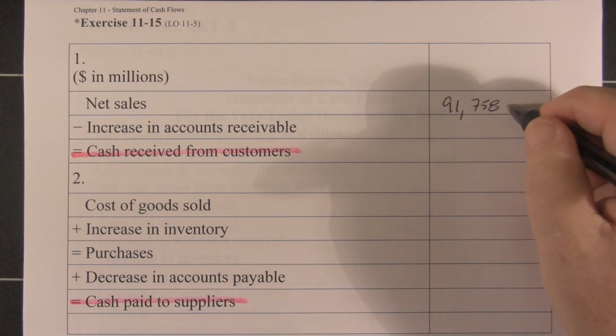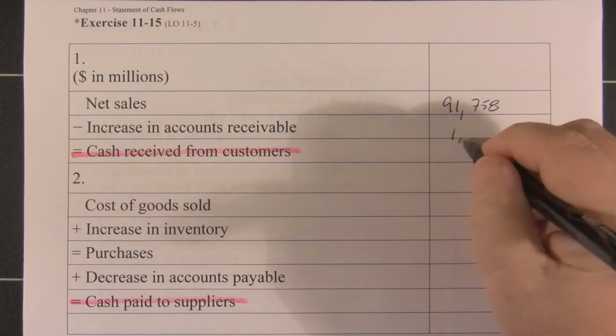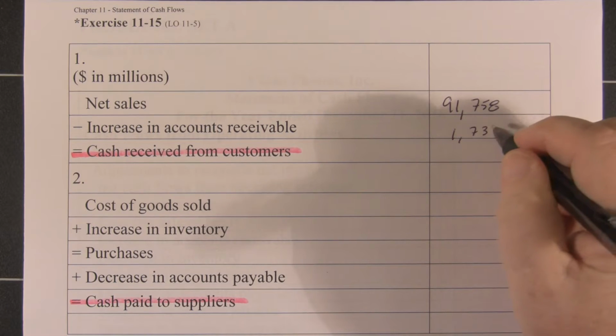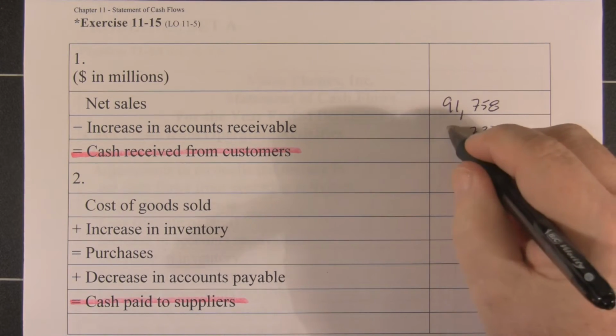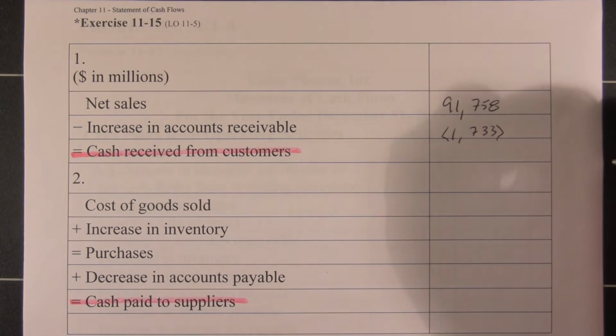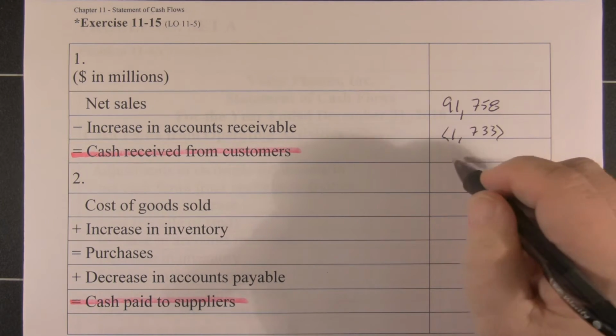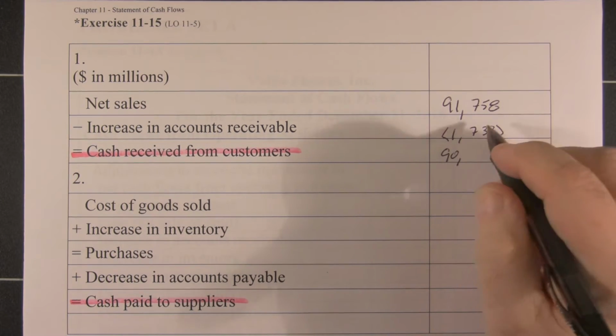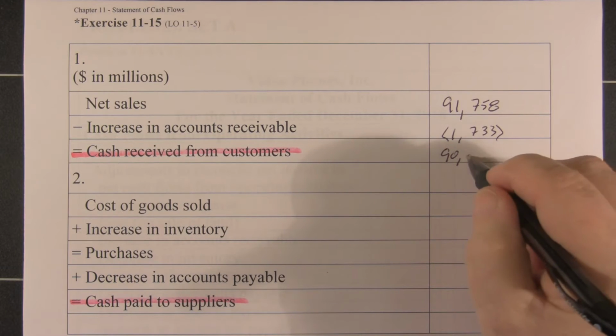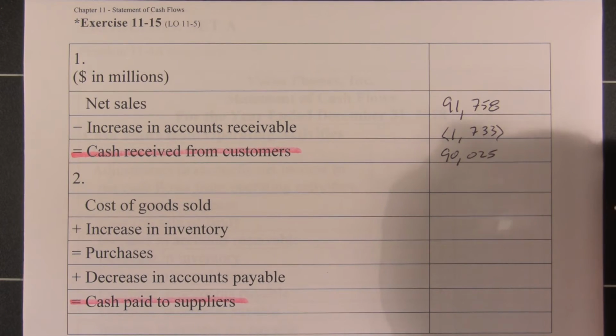That means in here there's $1,733 million worth of sales for which we did not collect cash. That's the definition of accounts receivable. So our cash received from customers is $90,025 million.